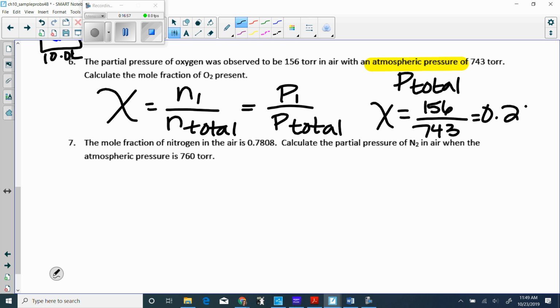So does this mean that oxygen took up 156 of the 743? Yep. And it's proportional to the number of moles.